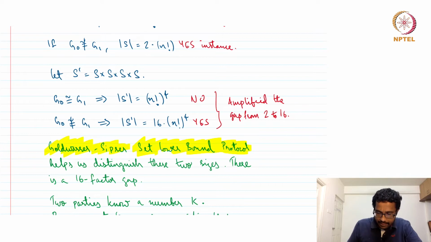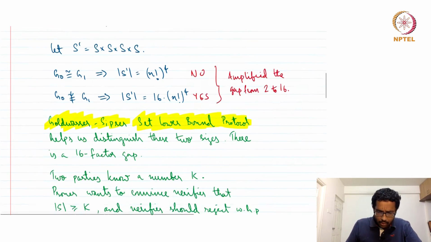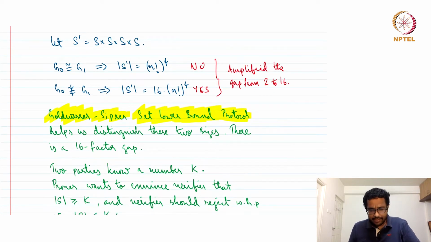That helps us distinguish between these two sizes, n factorial to the power 4 and 16 times n factorial to the power 4. So n factorial to the power 4 is not very important. What is important is the 16 factor gap. All that we will need is the 16 factor gap.